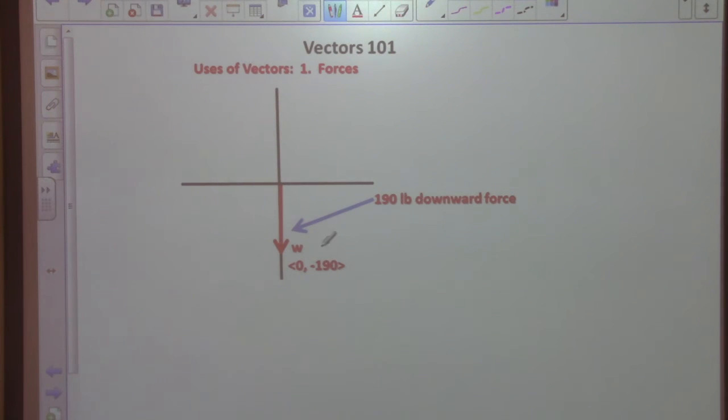And so that 190 pounds of me sitting on the bench can be represented in two ways: by a downward facing arrow, that's a graphical representation, and by this notation here, 0, negative 190. Does that make sense? Okay.